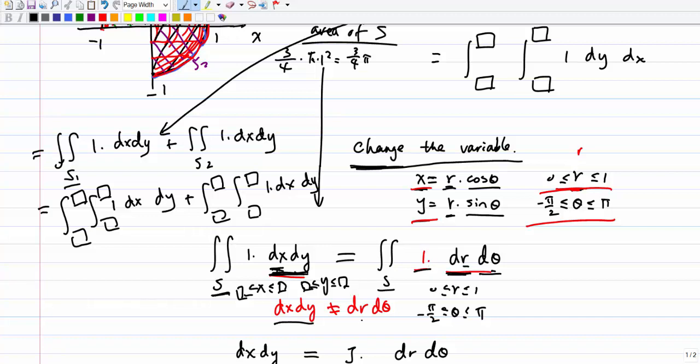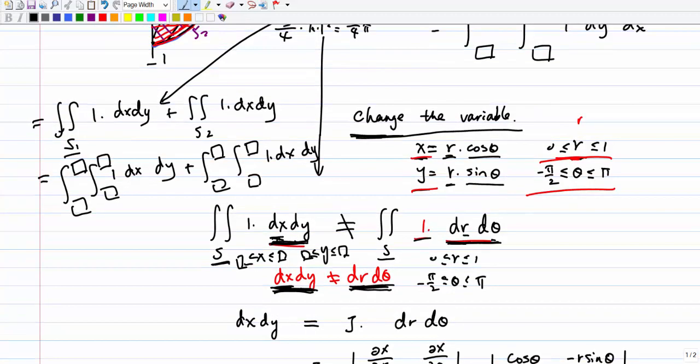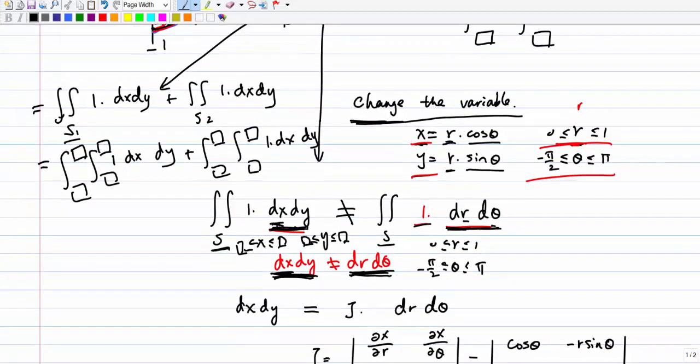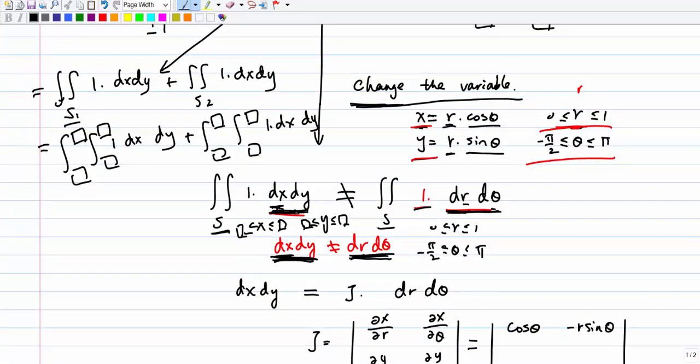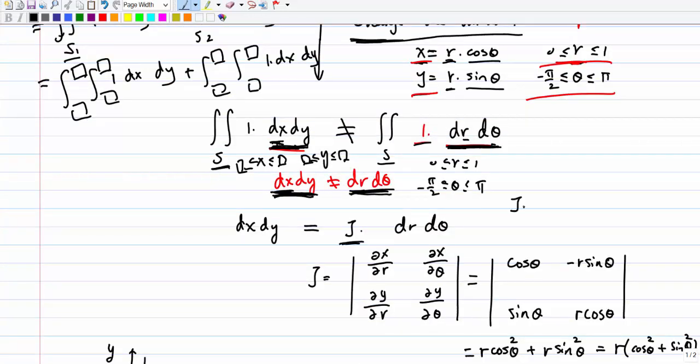The reason is that dx times dy is not dr d theta. dx dy is a length, r is still a length, but theta is an angle. This is different, so it's not the same. So what's the relationship between these two? That's the problem, right? If I replace dx dy by dr d theta directly, this won't hold. They are not equal, so I have to figure out a way to do it. How do I do it? Fortunately, we have existing tools that calculate the relationship between dx dy and dr d theta, which is called the Jacobian.